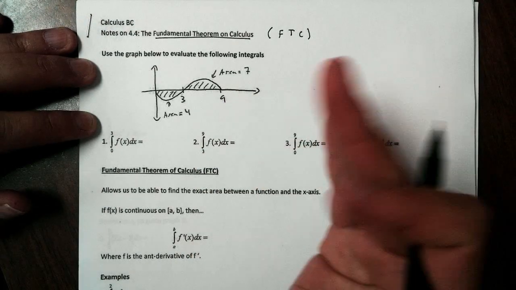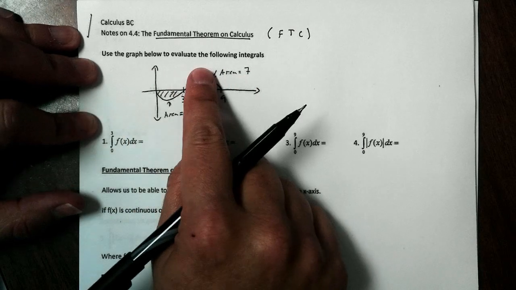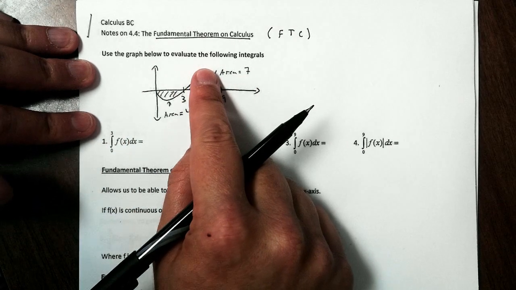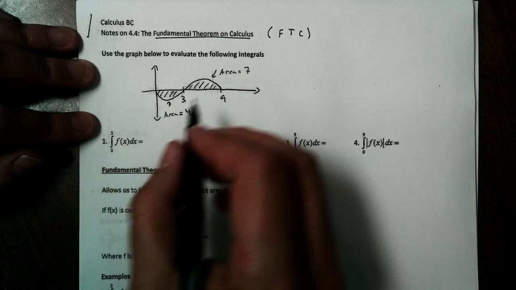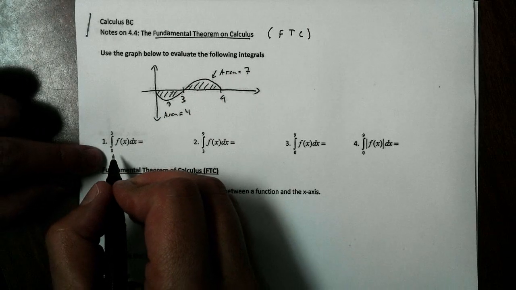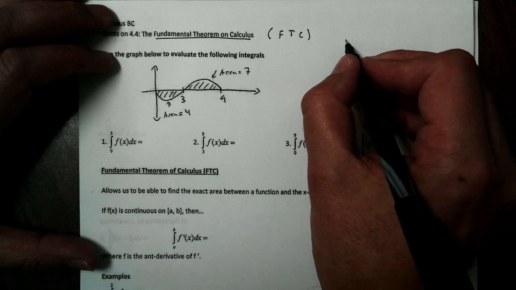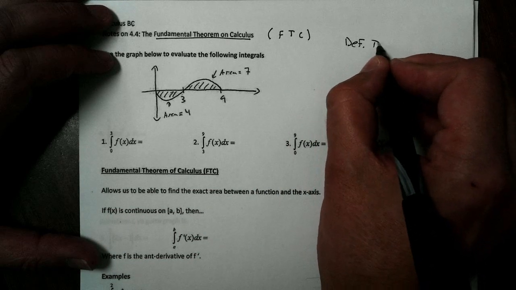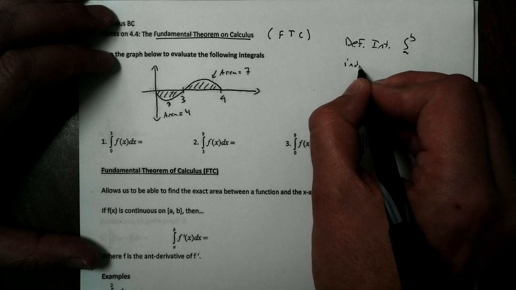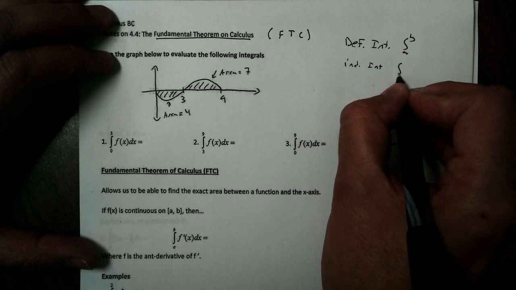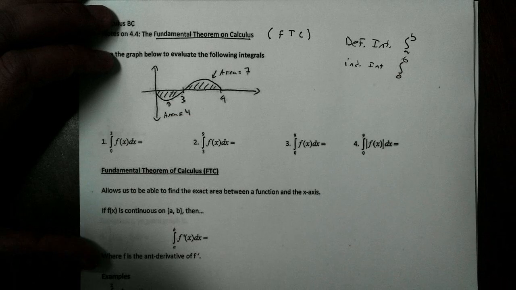So let's review the last lesson real quickly here. We have the graph below and they want us to use this to evaluate the following integrals. So these are, remember, what we call a definite integral because we're evaluating from 0 to 3. We have numbers. Remember, a definite integral is going to have some sort of a to b, where the indefinite integral is not going to have anything right there. It's going to be blank spaces.